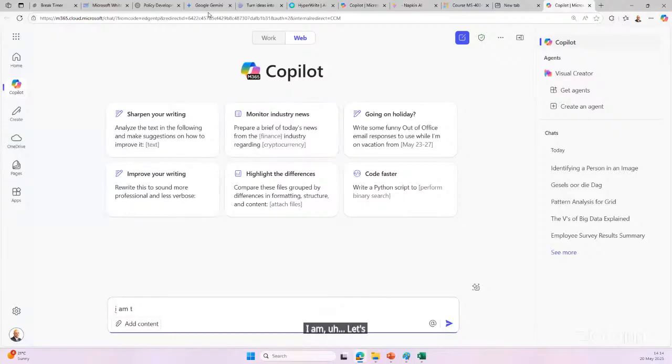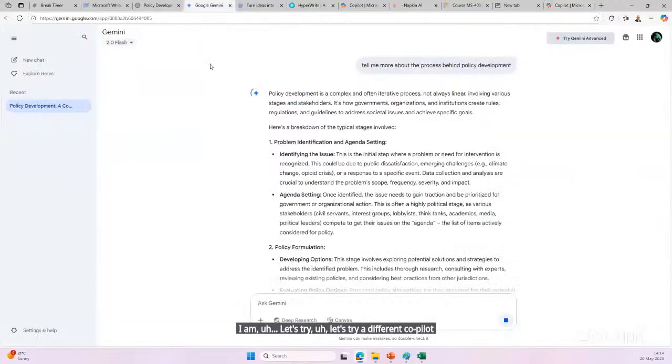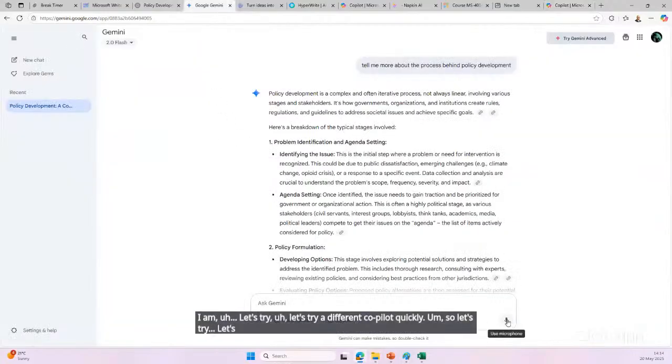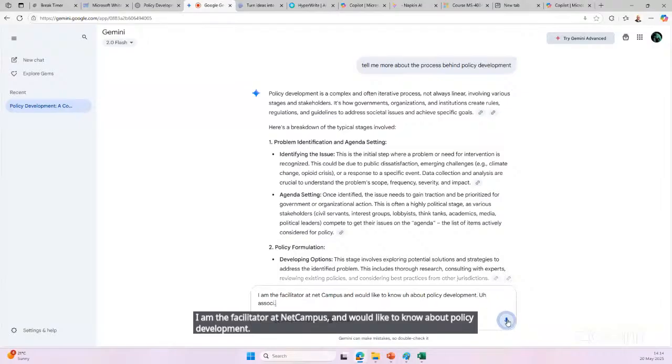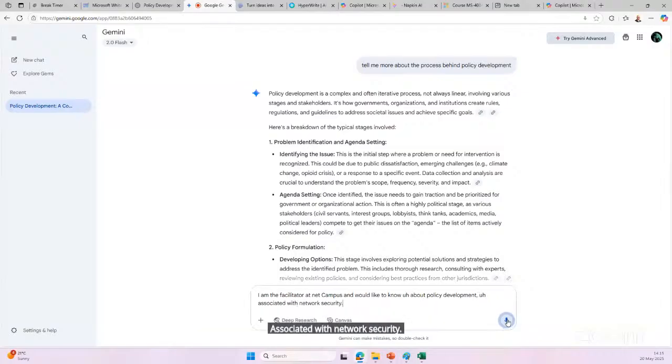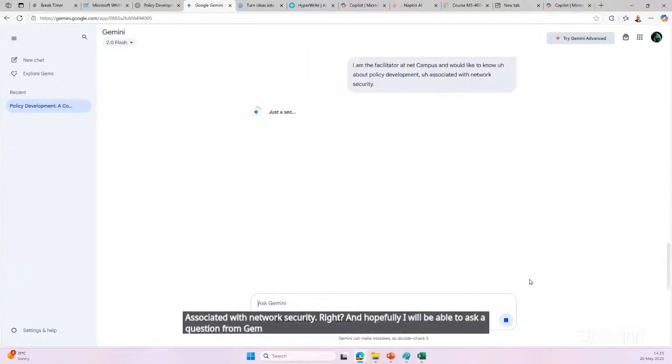Let's try a different Copilot quickly. So let's try Gemini over here. Let's allow the audio. Okay. I think I might have to keep it in. I am the facilitator at NetCampus and would like to know about policy development associated with network security. All right, and hopefully I will be able to ask the question from Gemini quickly.